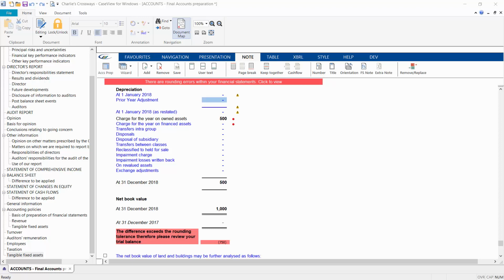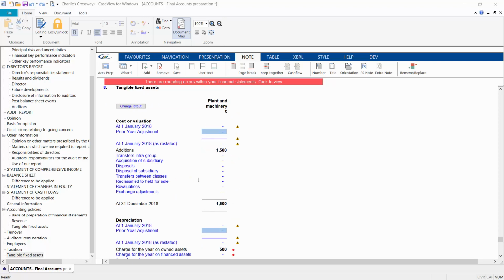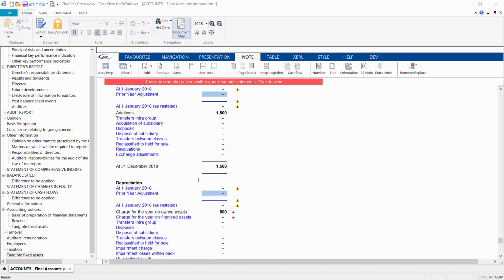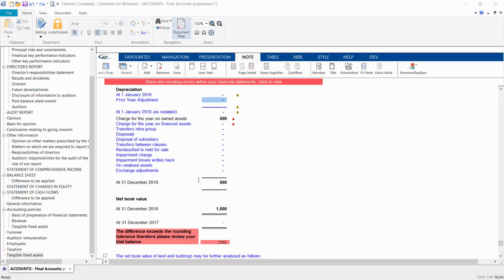The tangible fixed asset note is driven entirely from the current year figures, and the prior year net book value figure is driven from the current year brought forward code. It is therefore important to ensure that these figures match the accumulation of your cost mapping or depreciation mapping in the prior year. As we can see in our example, the tangible fixed asset note is currently showing a difference of £750, and the net book value for the prior year is incorrectly showing zero.